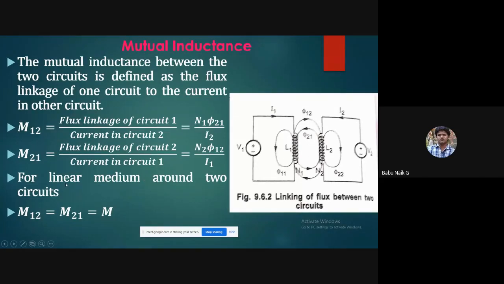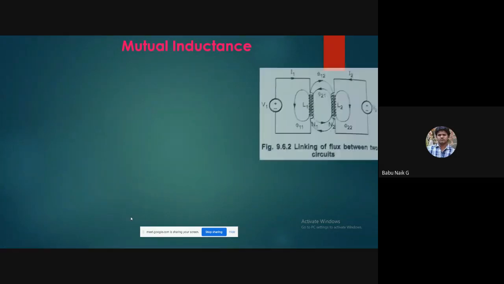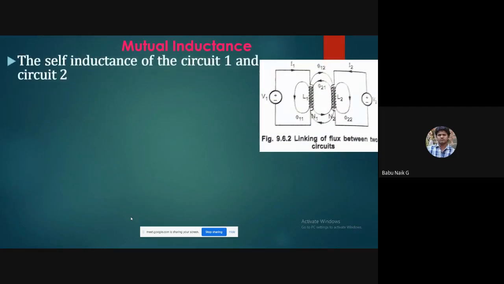Okay, so the flux produced is linear in the medium for both of the circuits. So we can take the mutual inductance between these two as M12 equal to M21 equal to M. Right. So after this, let us calculate further the self inductance of each of the circuits. Let us calculate here what L1 is and then what L2 is.